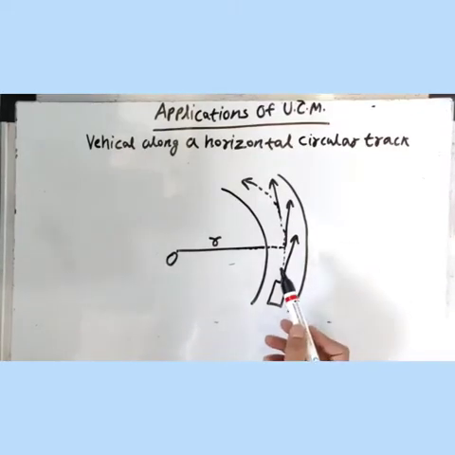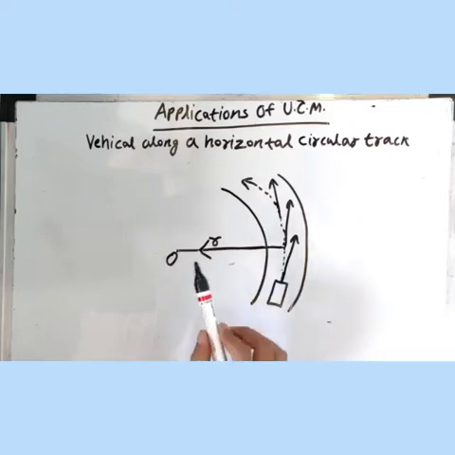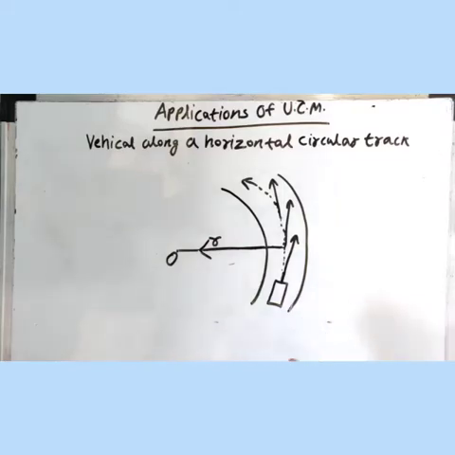And it is possible only if there is a centripetal force acting, which is the force which is acting along the radius toward the center. It's called centripetal force, which must be acting on the vehicle. Now in order to understand this concept in more detail, we will see the vertical section of the same diagram.